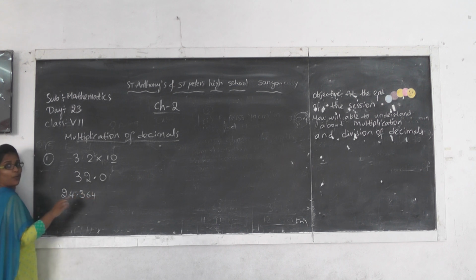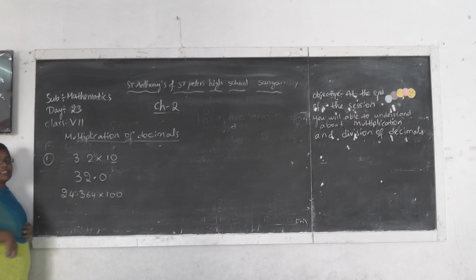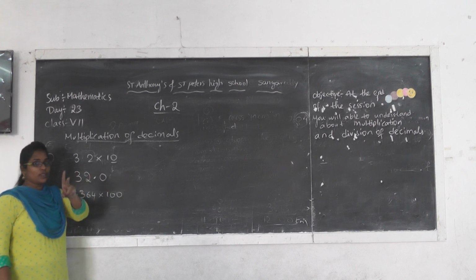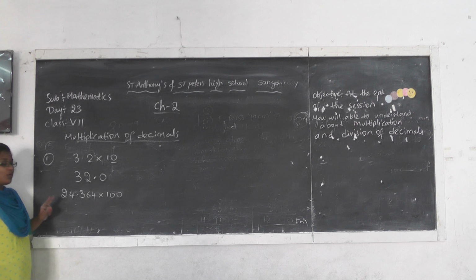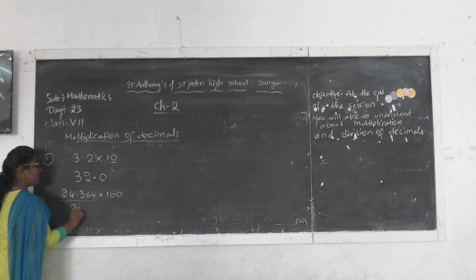24.364 into 100. So here we are multiplying a decimal number with 100. 100 means how many zeros are there? Count 1, 2. 2 zeros. So what do we have to do? We should move the decimal point 2 steps forward towards the right side direction. Okay, what is the number? You write it as it is.